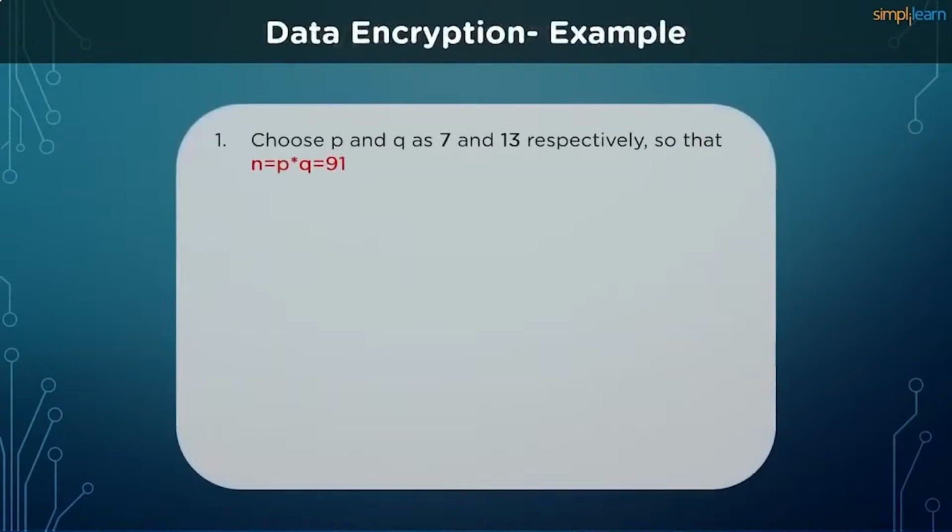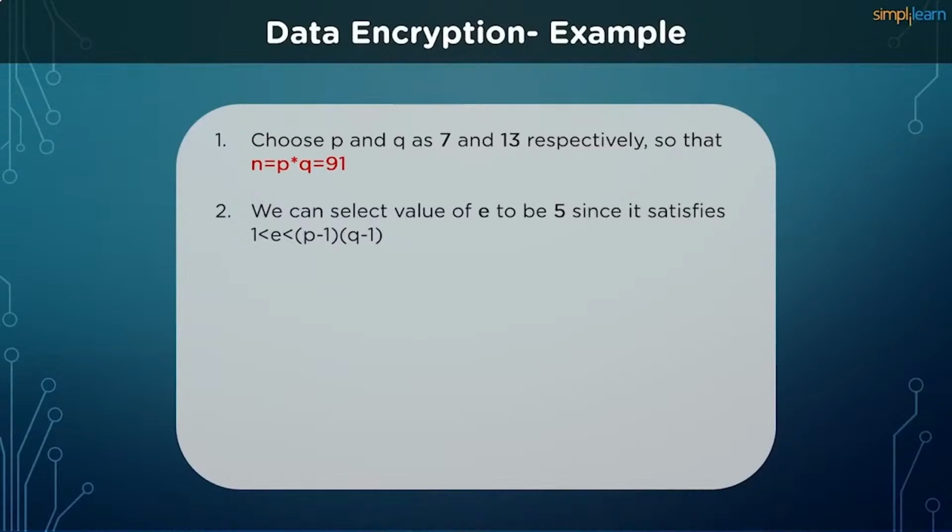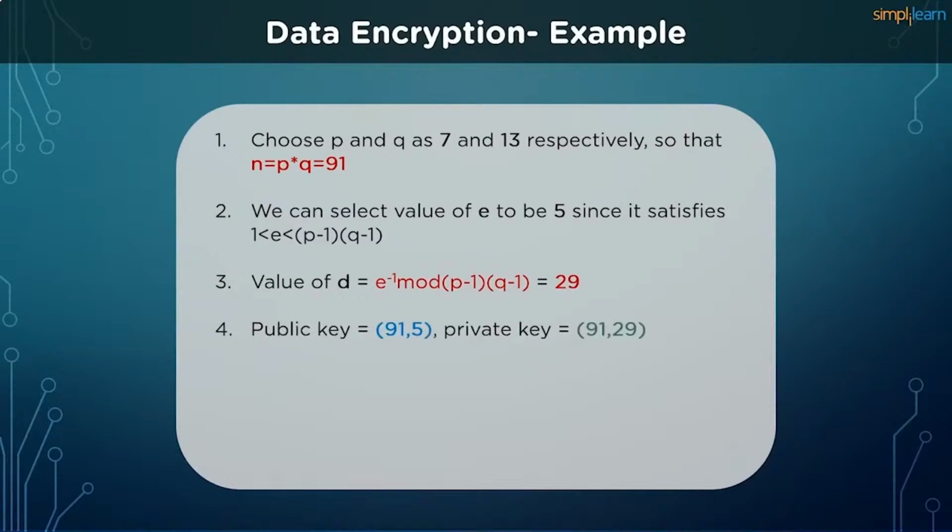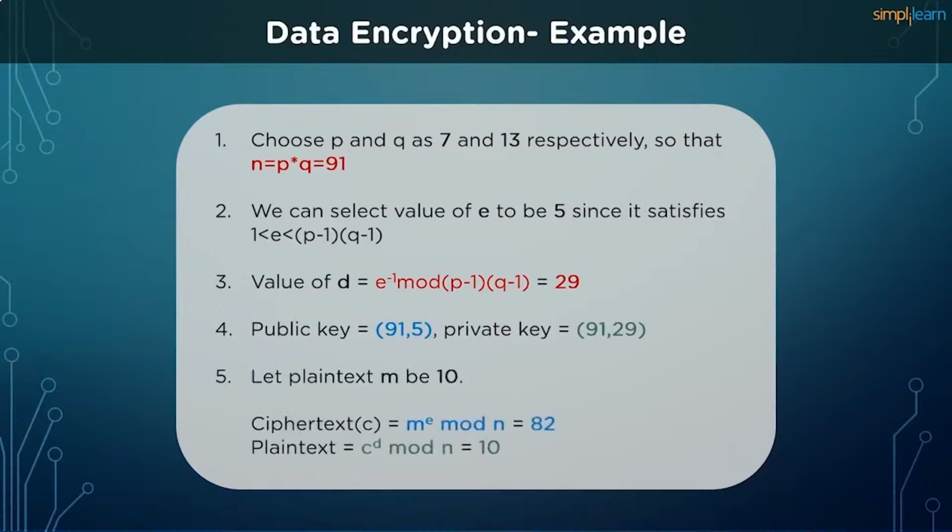When it comes to a data encryption example, let's take P and Q as 7 and 13. The value of N can be calculated as 91. If we select the value of E to be 5, it satisfies all the criteria that we need it to. The value of D can be calculated using the following function, which gives it as 29. The public key can then be packaged as (91, 5), and the private key can then be packaged as (91, 29). The plaintext, if it is 10, is denoted by M. Ciphertext can be calculated with the formula C equal to M to the power E mod N, which gives us 82. If somebody receives this ciphertext, they can calculate the plaintext using the formula C to the power D mod N, which gives us the value of 10, as selected as our plaintext.